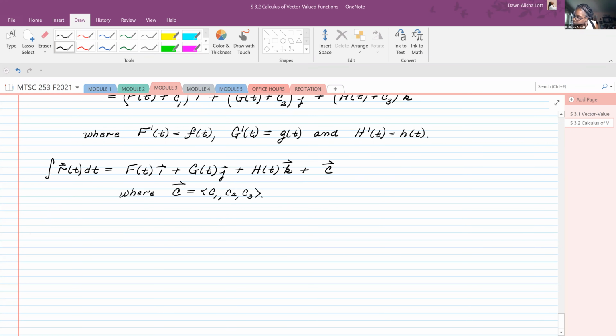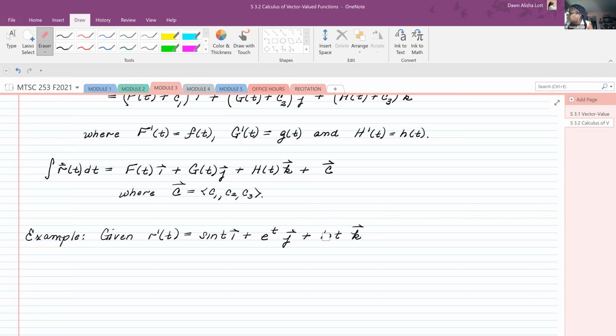So given, here's a problem, an example. Given r prime of t is equal to the sine of t i plus e to the t j, plus the log of t. I don't want that to be the log of t. I want that to be 1 over t.